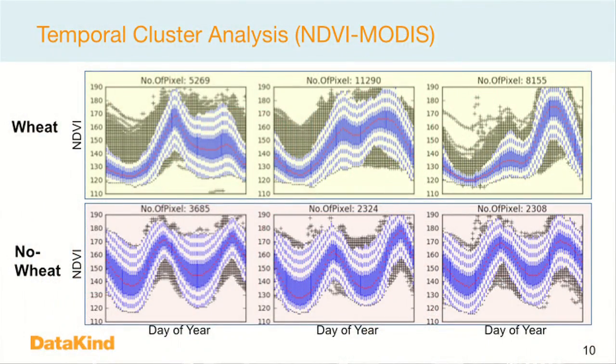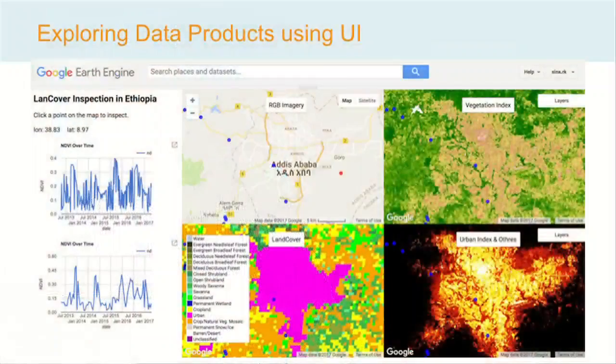We also do all sorts of temporal analysis using the Python API, which is a fantastic tool to grab all of the data. And we also use the UI, as was mentioned, to explore the data and look at different products that exist. And that's it.